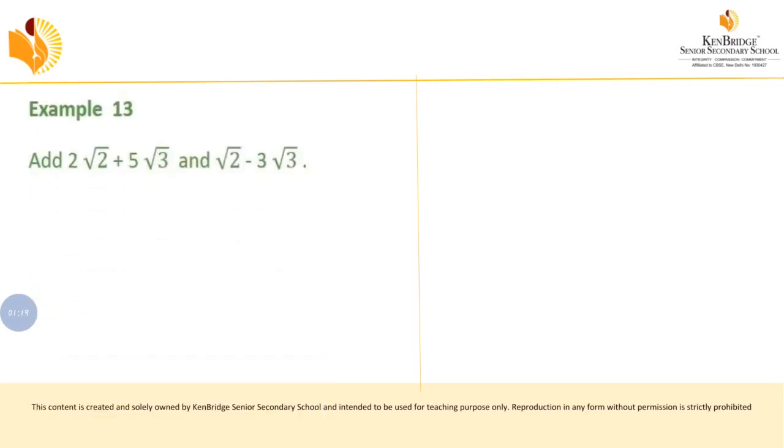Now we are going to see some example sums and exercise sums in your NCERT book. So now we are going to see example 13. The question is, add 2 root 2 plus 5 root 3 and root 2 minus 3 root 3. So we are going to add these two numbers. Let's see how to add this.